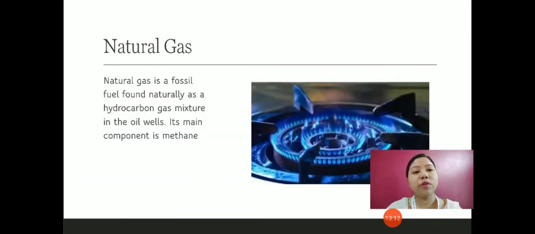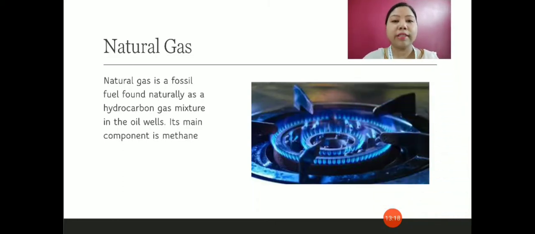Now let's go to the next part of the chapter, that is natural gas. Natural gas is also produced along with petroleum. Natural gas is a fuel found naturally as a hydrocarbon gas mixture in the oil wells. Its main constituent is methane.